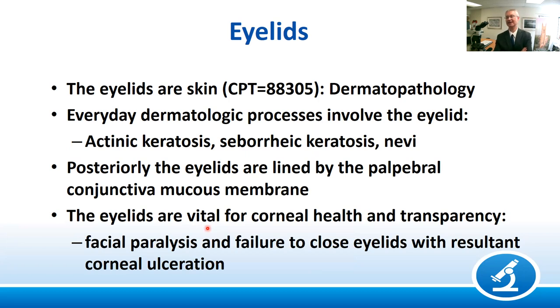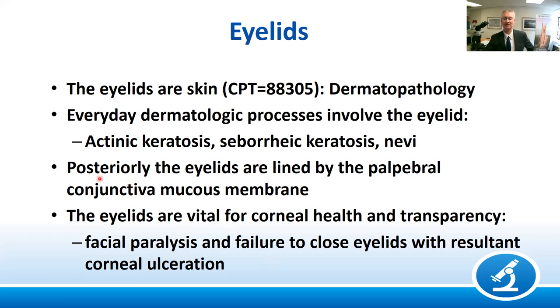Simply, the eyelids are skin, and therefore that takes a CPT code of 88305. And it's essentially dermatopathology. Now, I don't consider myself a dermatopathologist. I'm a very amateur dermatopathologist because I handle the eyelids that our ophthalmologists send in as specimens. Lucky for me, a good amount of eyelid dermatopathology is actinic keratosis, seborrheic keratosis, nevi, and other so-called everyday type dermatopathology that we can handle.